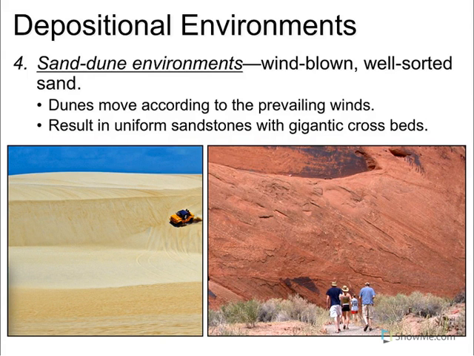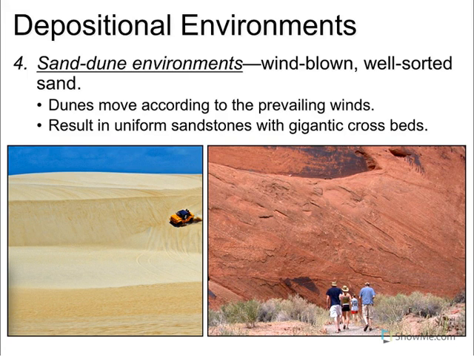Then we can find sand dune environments, which we just looked at dunes a few minutes ago. Sand dunes, this is all wind-blown, right? So no water here. And most of this material tends to be pretty well sorted because the wind is, again, just like the velocity of the water, selecting for a size of sediment. You can get huge crossbeds.